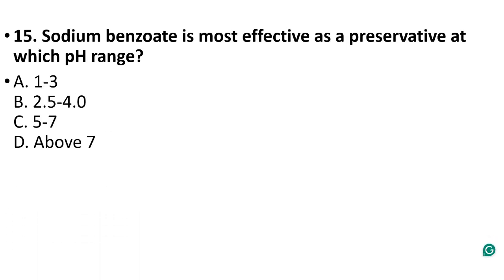15th question, sodium benzoate is most effective as a preservative at which pH range? 1 to 3, 2.5 to 4, 5 to 7, above 7. Your answer is option B, 2.5 to 4.